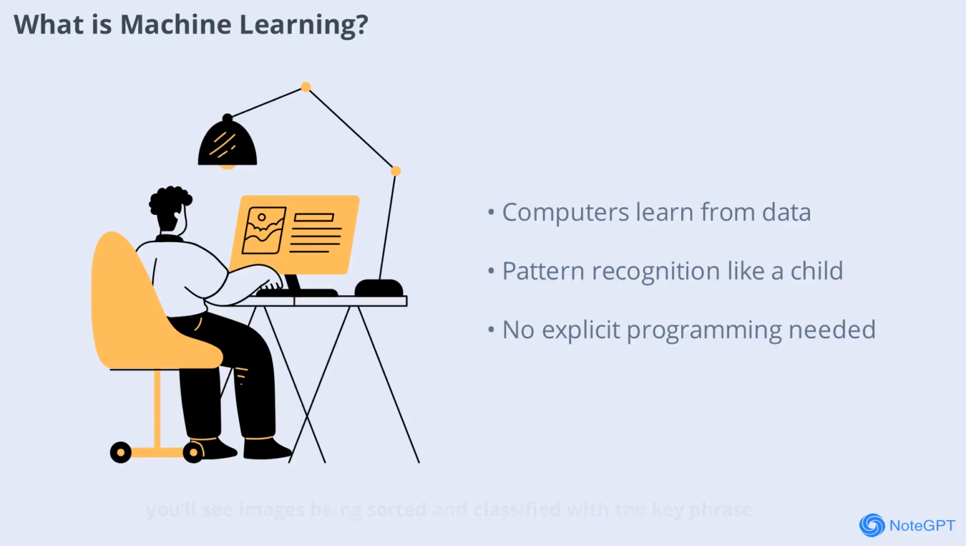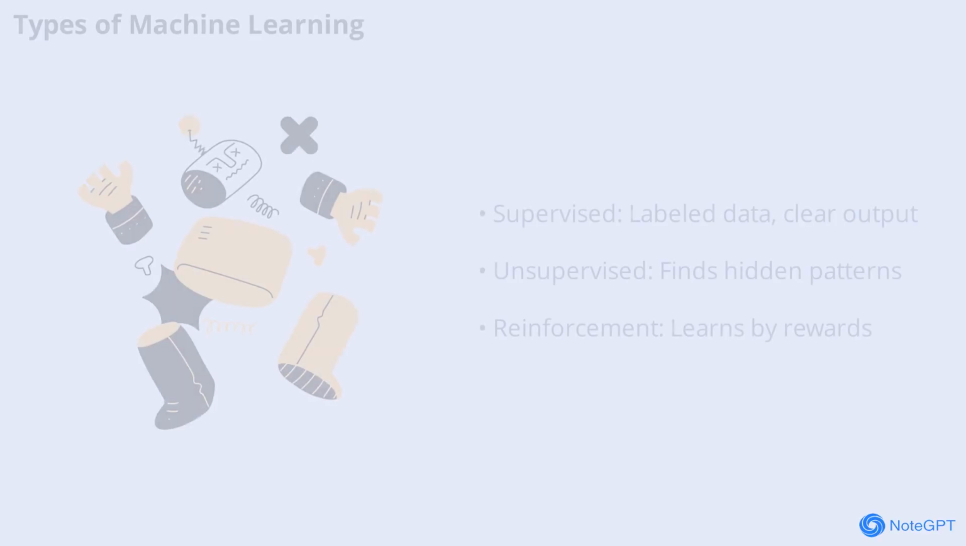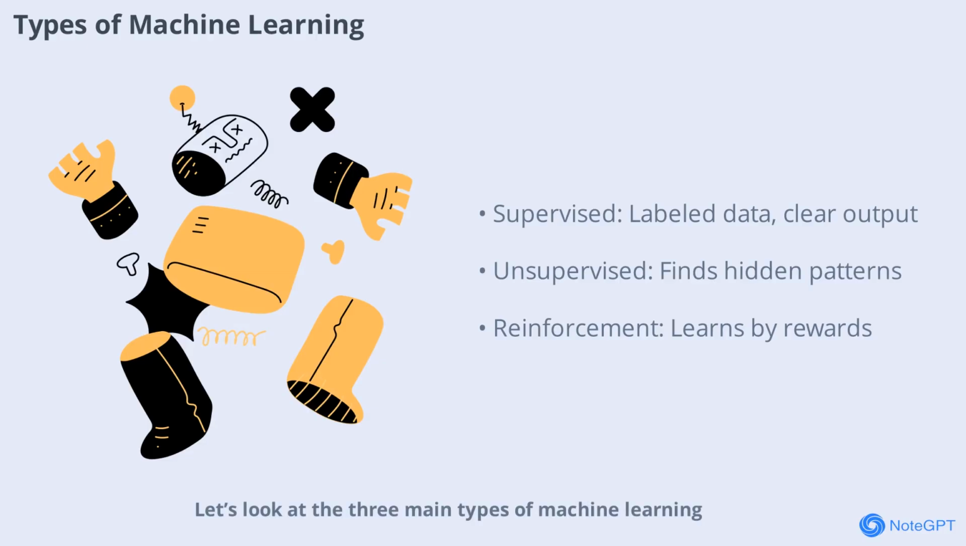On screen, you'll see images being sorted and classified with the key phrase, machine learning equals computers learning patterns from data. This process allows machines to make predictions or decisions without being told exactly how to do it. It's a bit like teaching by example rather than by strict instructions. Let's look at the three main types of machine learning, each with its own unique approach.